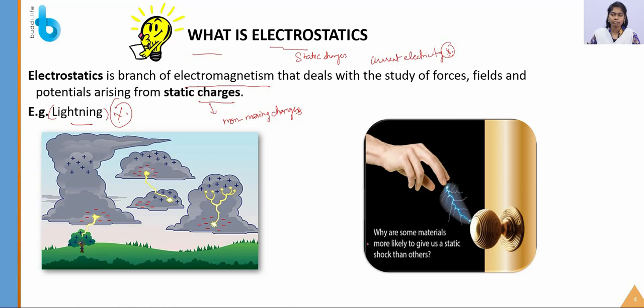And in the next picture we see a person experiencing a static shock by touching a metal knob, okay, in the winter season. Why is he experiencing such a shock? Because the charge is present over the surface of the metal. Okay, so these are charges in a non-moving condition, so it has static charges. Okay students, let's move on to the next topic.